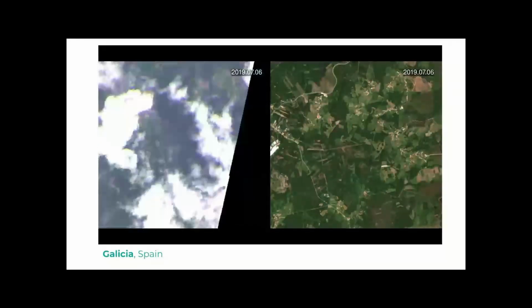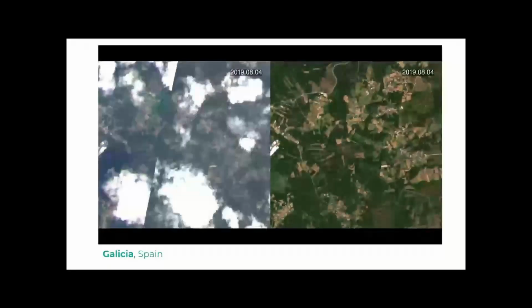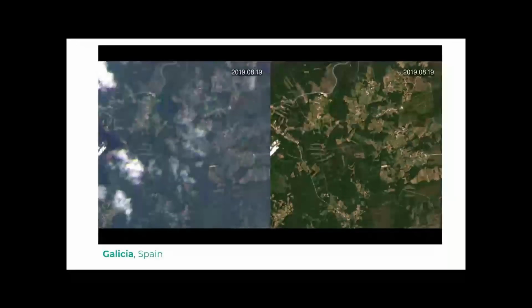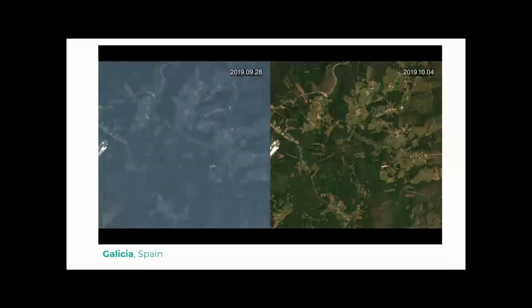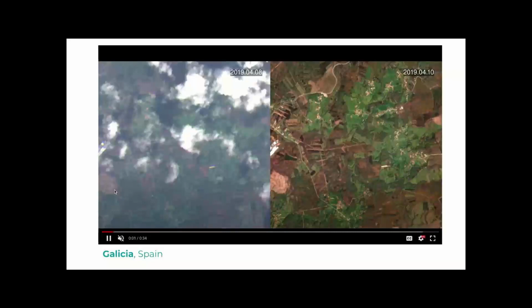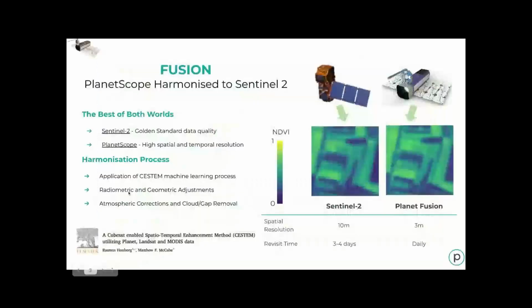constellation. On the right-hand side, we see the Fusion product after our PlanetScope data has been harmonized to Sentinel-2. And as you can see, there is a full daily coverage over the entire Galicia in Spain. So let's take a look at how we arrive at this product.